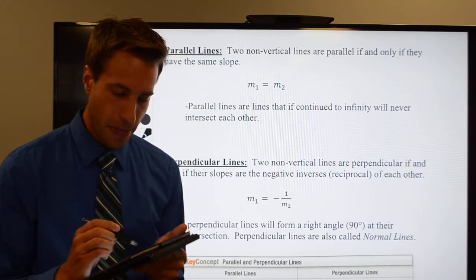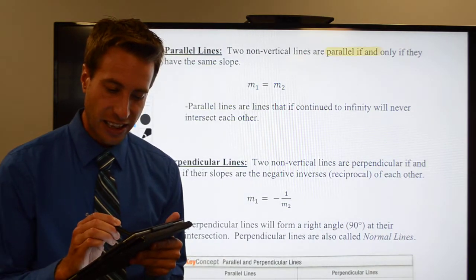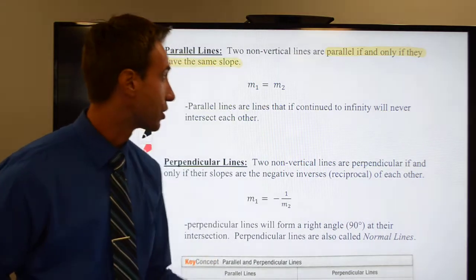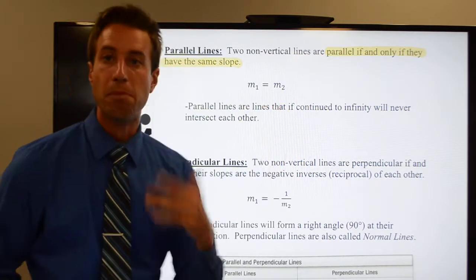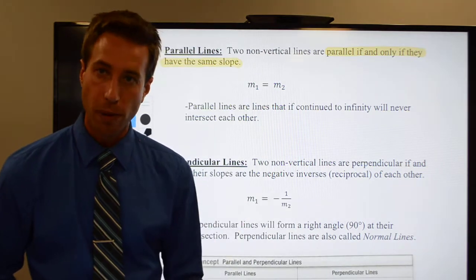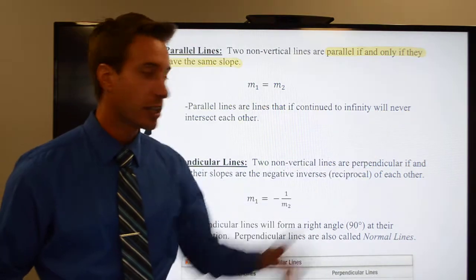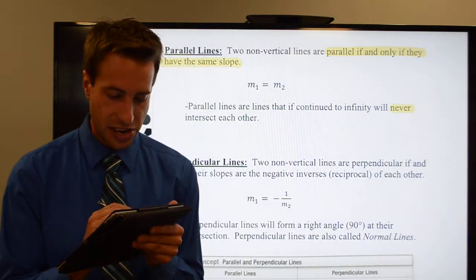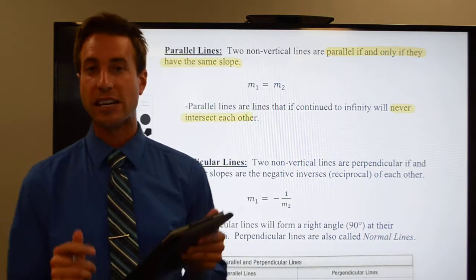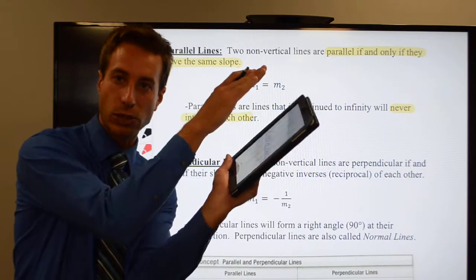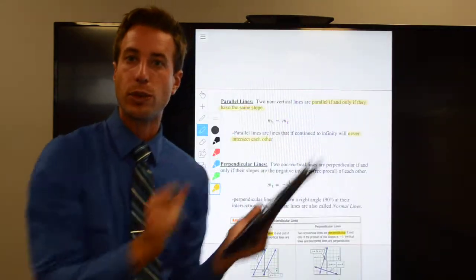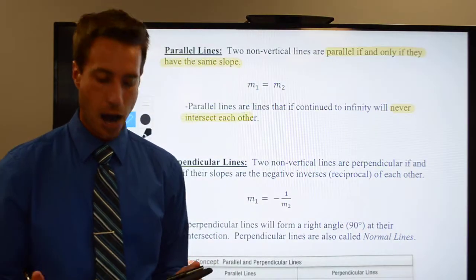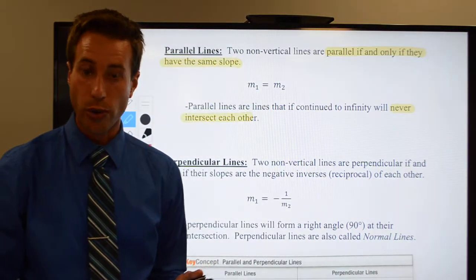What you should remember, lines are parallel if and only if they have the exact same slope. The slope of the first line must be equal to the slope of the second line. And hopefully you recognize that when we graph them, these lines will never intersect each other. Because they have the same slope, these lines will go parallel to each other to infinity without ever crossing. I apologize, my iPad flipped. There we go. They're never going to cross.